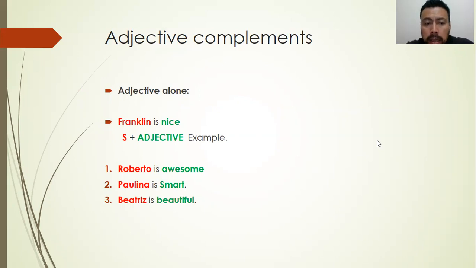And the last one is adjective complements. We have the adjectives alone. It means subject plus adjective, and the example is Franklin is nice. As you can see, in red color is Franklin, and the adjective is in color green. It's easy, it's too short in this case. Robert is awesome, Pauline is smart, Beatrice is beautiful. As you can see, in the color green is the adjective and the color red is the subject.